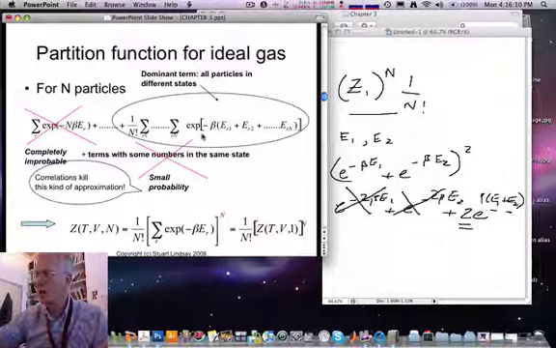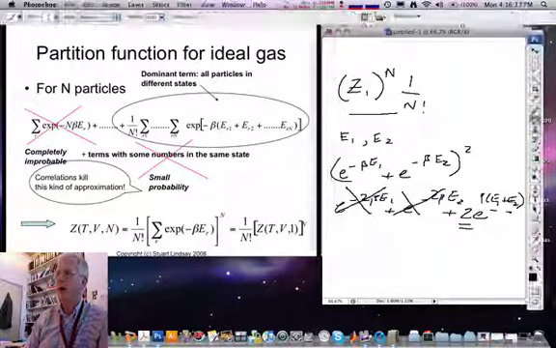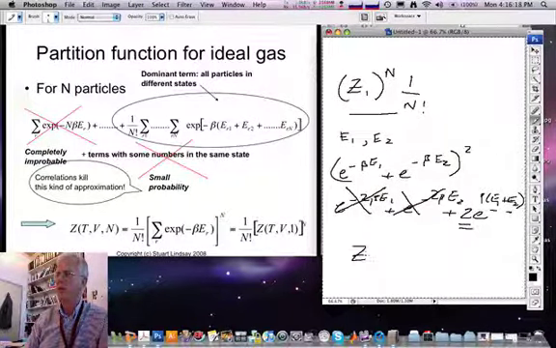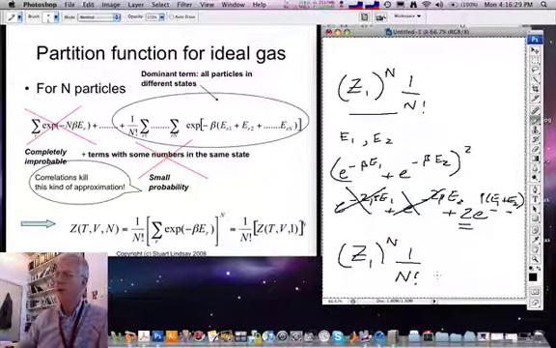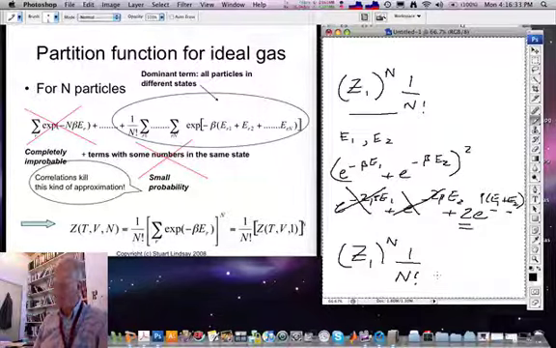So the dominant term in the partition function is then the single particle partition function that we just worked out, raised to the Nth power and multiplied by 1 over N factorial. We will use this partition function to derive the properties of an ideal gas.